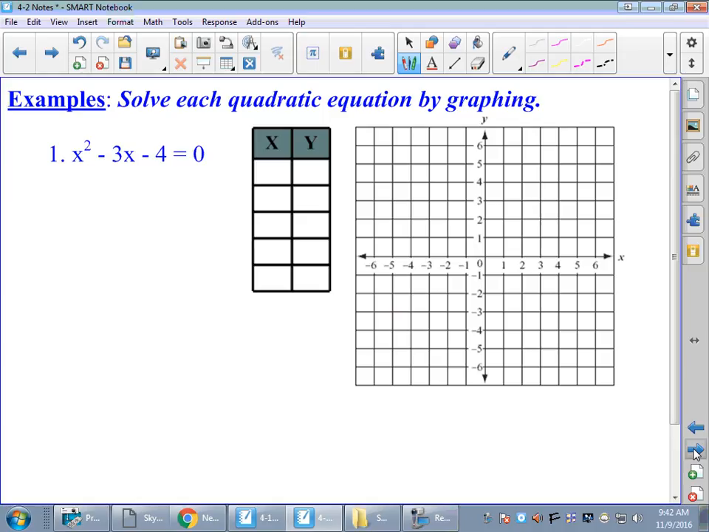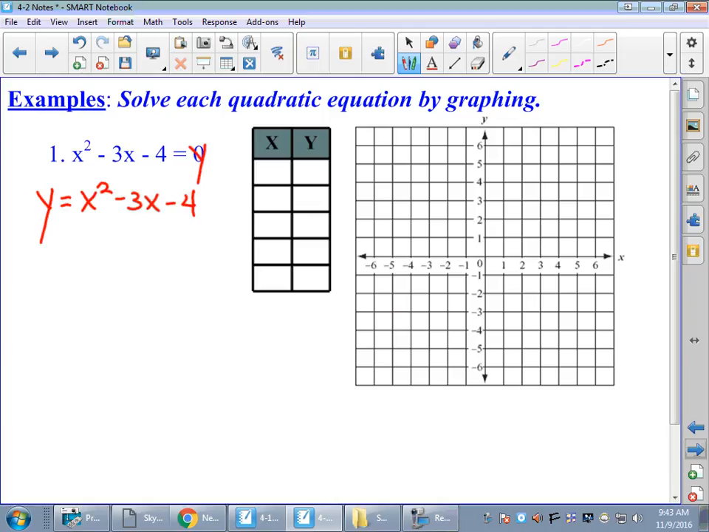So in this particular case, I can see that there's a 0 here. Okay, well, we're going to replace that with a y value. And then I'm just going to change the order in which this is written. So all I did there was rewrite it so that the y was on the left-hand side. I think we do better that way. So y equals x squared minus 3x minus 4.